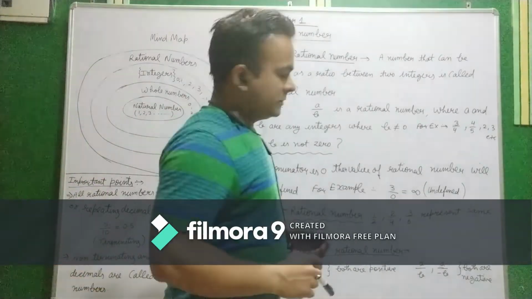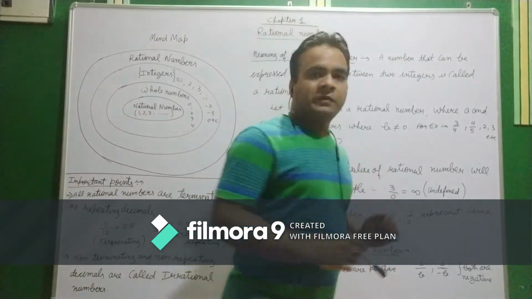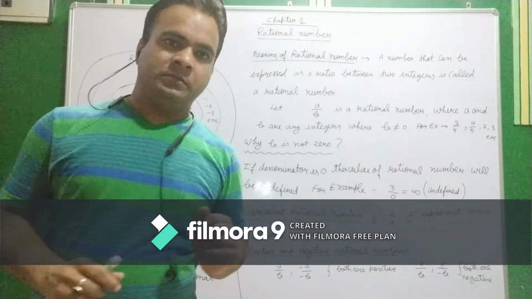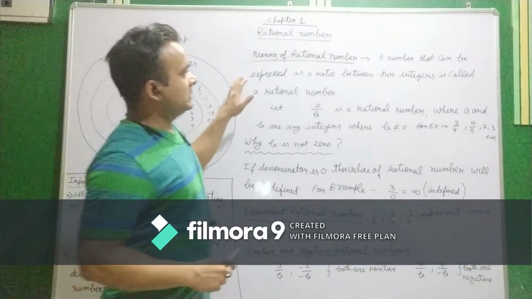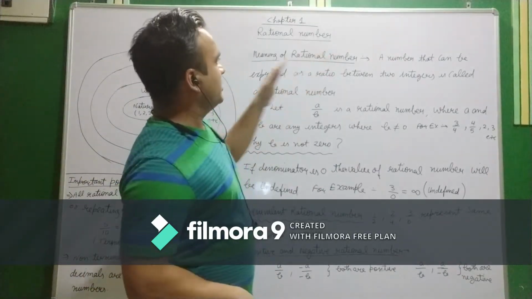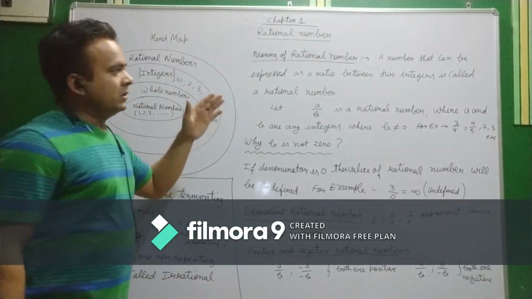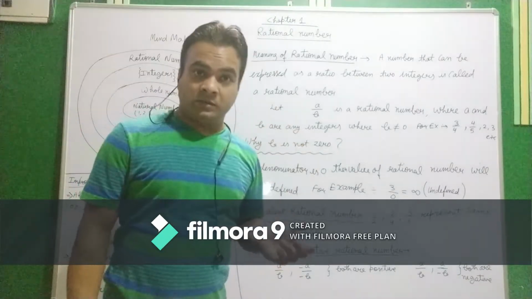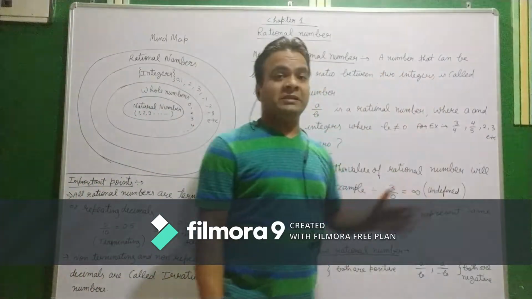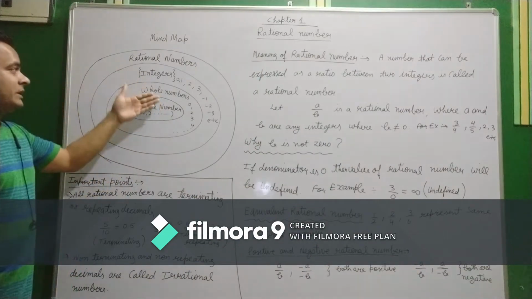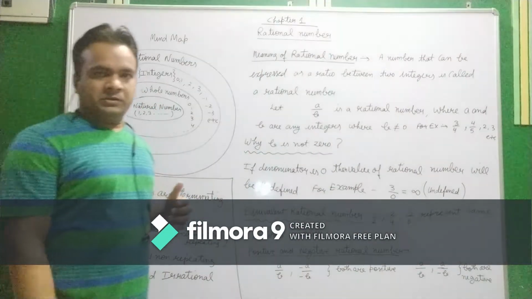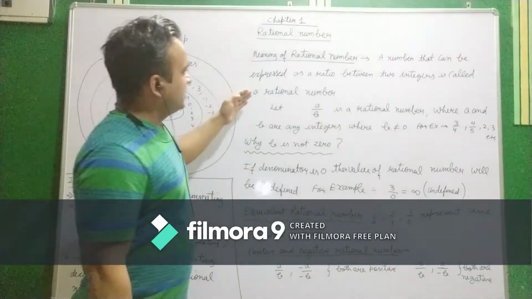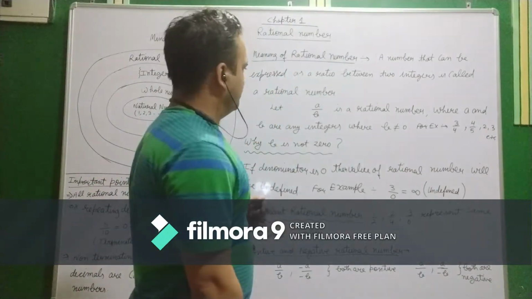Now, next is the meaning of rational number. What do you mean by a rational number? First of all, we will try to understand it as a number that can be expressed as a ratio between two integers. Why am I taking integers? Because integers are a bigger term than whole numbers and natural numbers, and they are called rational numbers.